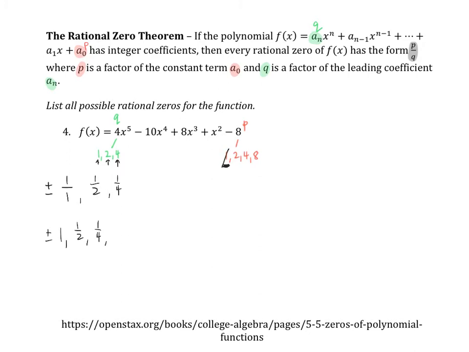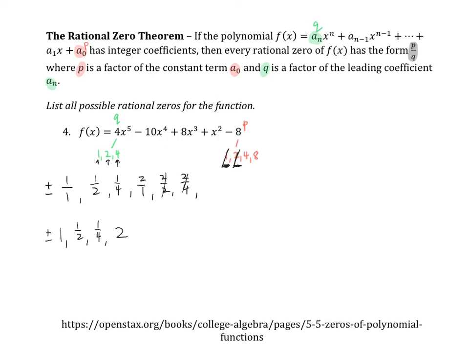That one's done. So now I'm going to use the 2. So now I have to put 2 over each q. So I will have 2 over 1, 2 over 2, and 2 over 4. Okay, now I need to reduce those. 2 over 1 is 2. 2 over 2 is 1, but I already have 1 in my list. 2 over 4 is 1/2. I already have that on my list.